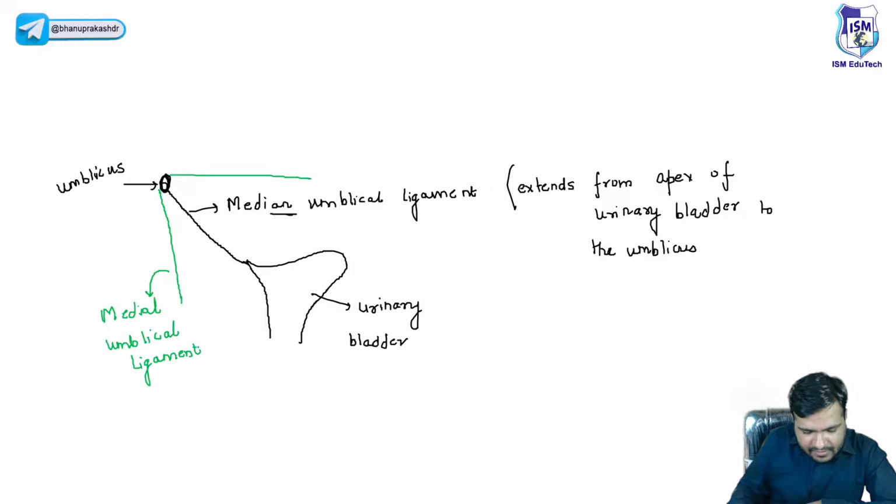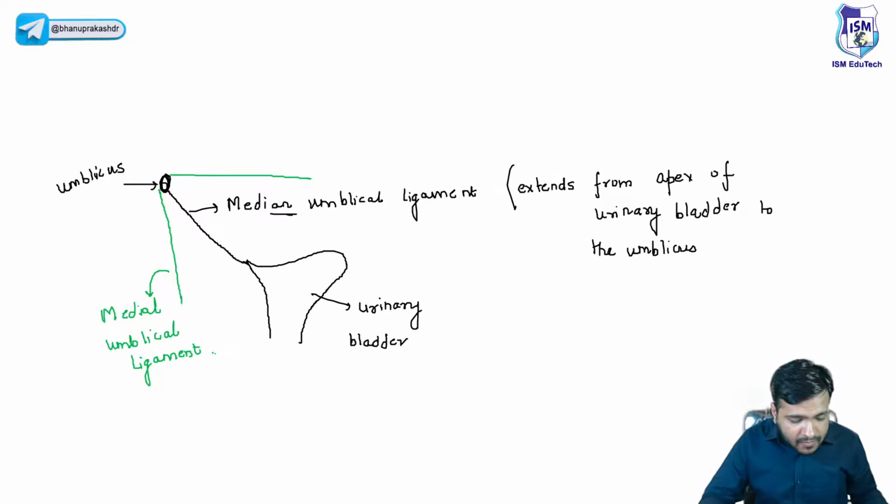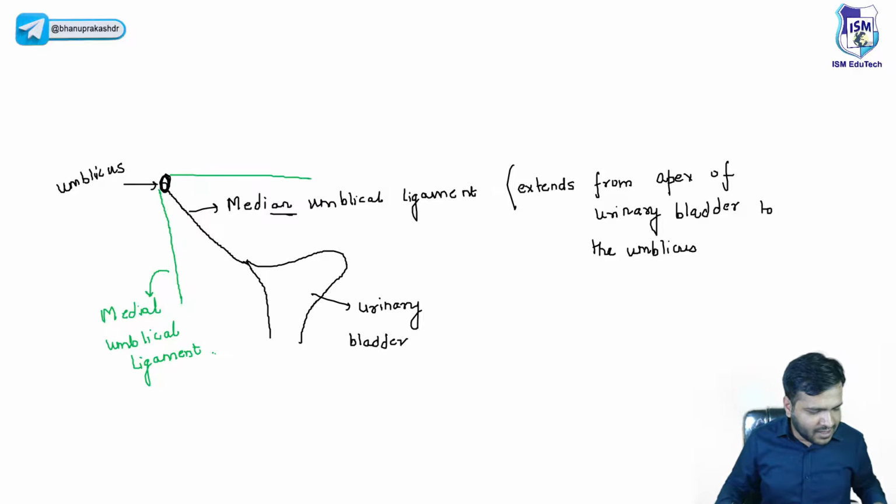Okay, if I ask you guys in the chat box, just try to tell me how many median umbilical ligaments we have and how many medial umbilical ligaments we have, and why. Why do we have two medial umbilical ligaments? What is the remnant? The medial umbilical ligament is the remnant of what? Tell me that also. Yes, two medial, Tanupriya, very good. Two medial and one median. And what is the reason? What is the medial umbilical ligament a remnant of?